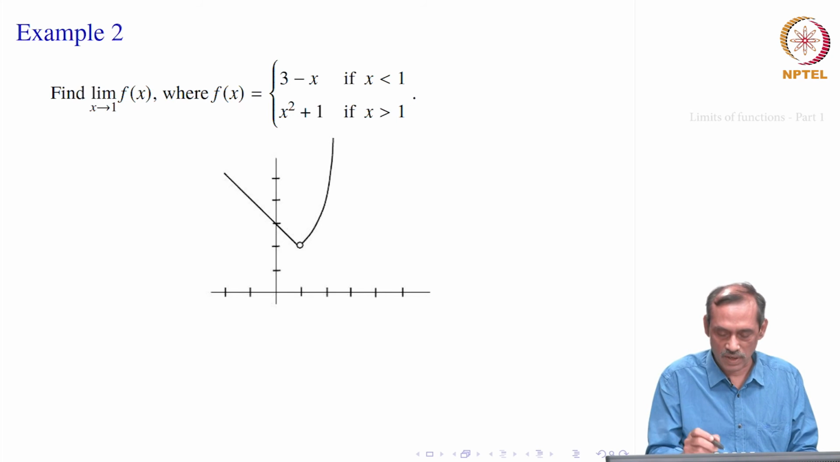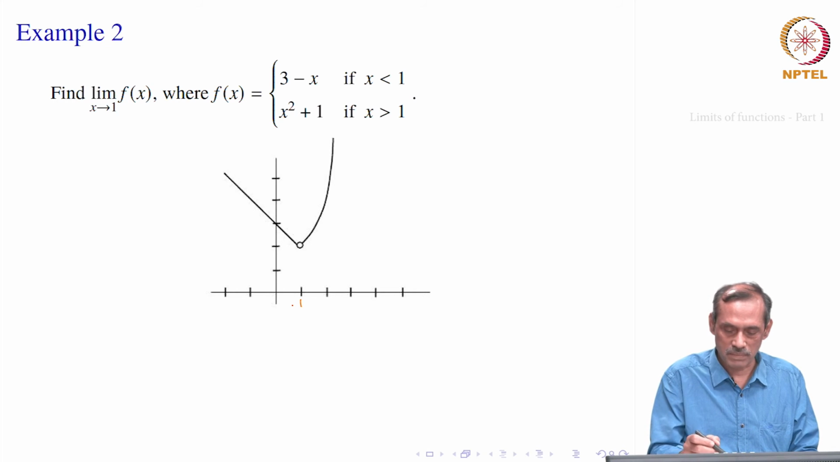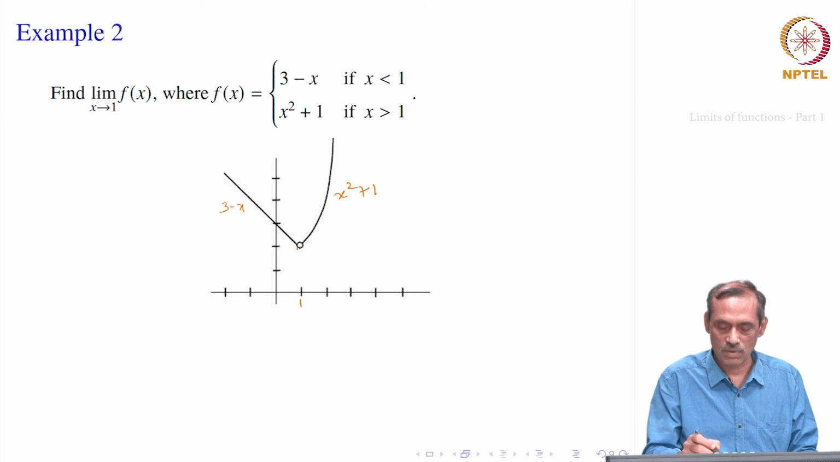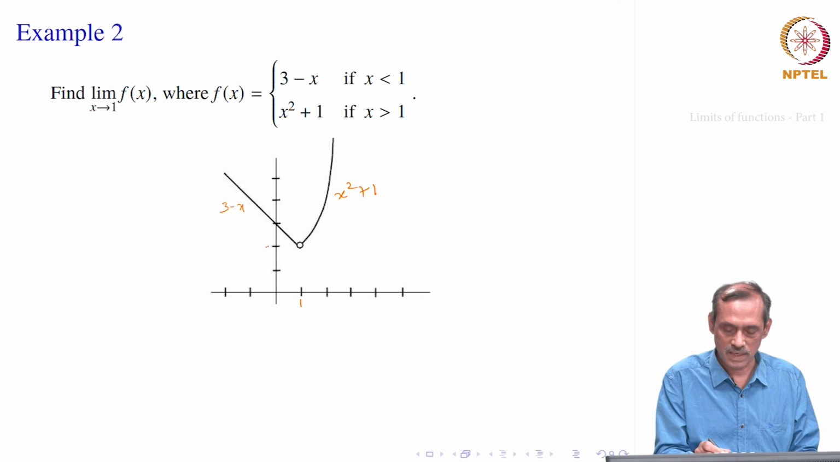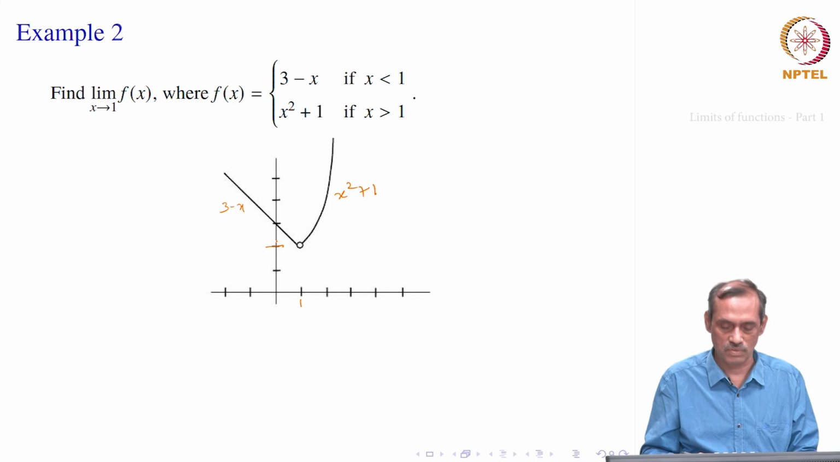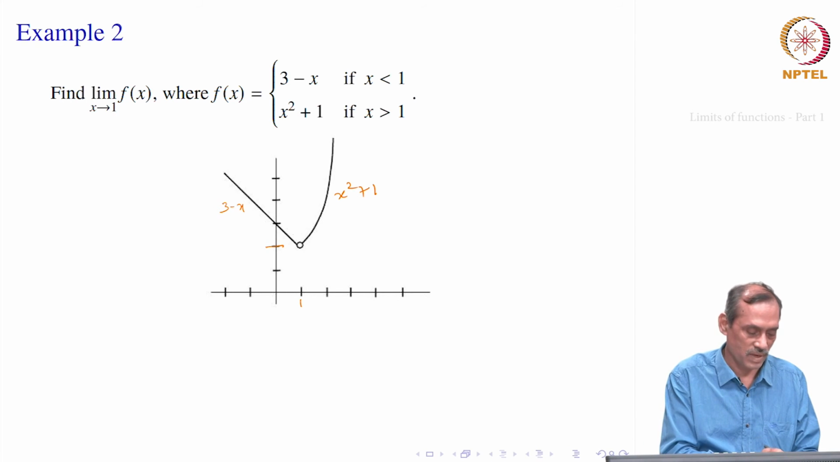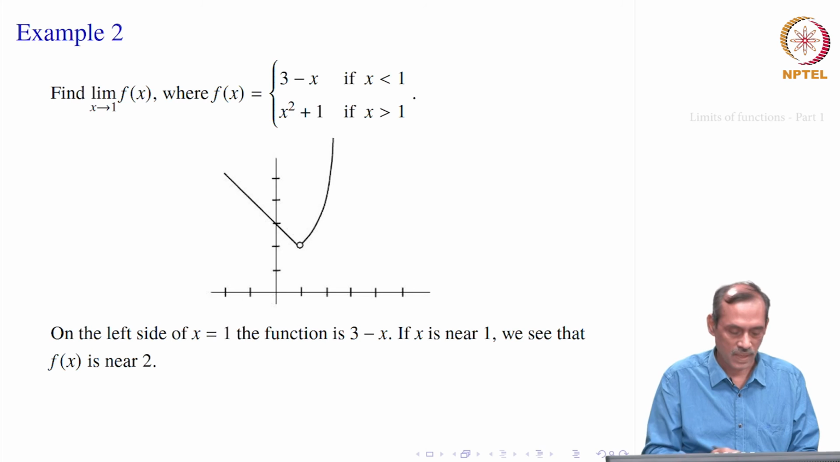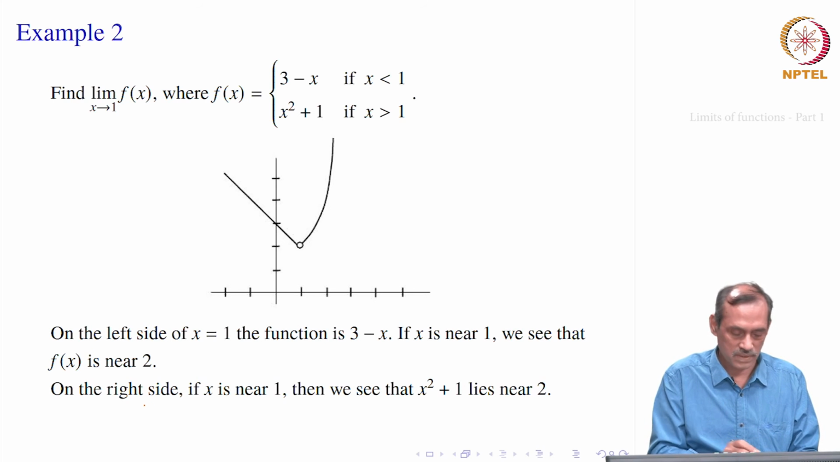So, if you plot the graph, it looks like this, this is your 1. On the left side it is 3 minus x, this is 3 minus x. On the right side it is x square plus 1, and this point is omitted because at 1 the function is not defined. This is how the graph looks. Again, from the graph it is clear that f of x is remaining near 2. So, that should be our limit. That is our guess. Now, let us see what happens.